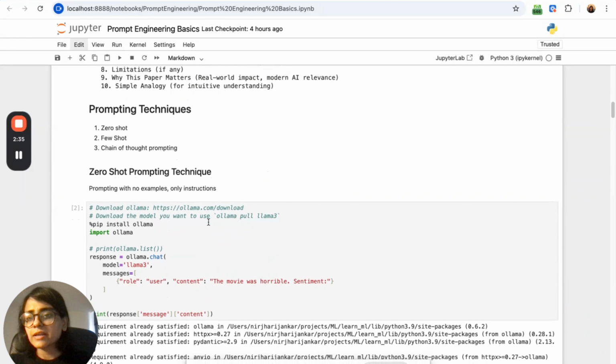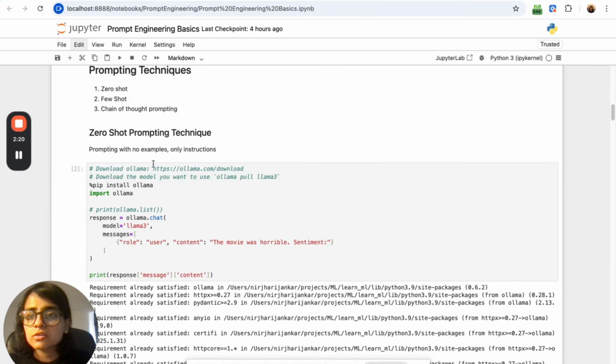Next is the prompting techniques that you can follow in order to be able to use LLMs effectively. So there are a lot of prompting techniques. The ones that I'm going to discuss in this video are the ones that you see here. So first one is the zero shot prompting. So what is zero shot prompting? It is basically prompting with no examples and only instructions.